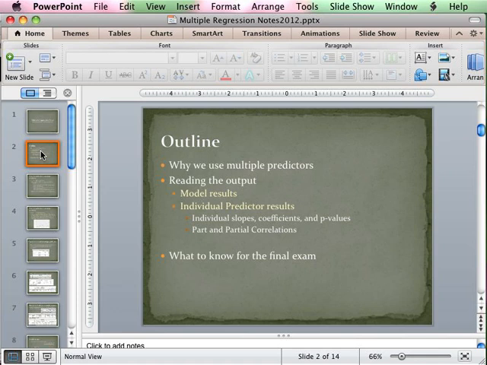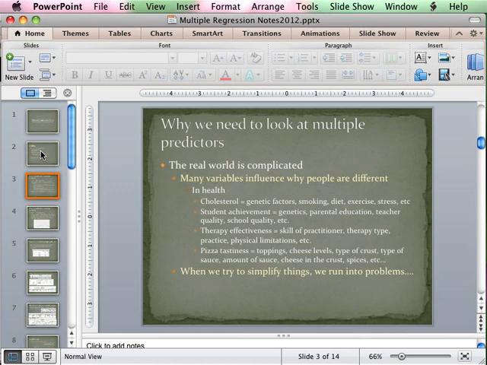And so we can use multiple predictors, and we really want to use multiple predictors because if we just look at individual pairs of variables, we can be led down the wrong path. If we don't think critically about the variables we're using, we tend to make mistakes, and I'll have a couple examples coming up. So we'll talk about reading the output and looking at the model and how it changes now that we have more than one predictor, and then looking at those individual predictor results.